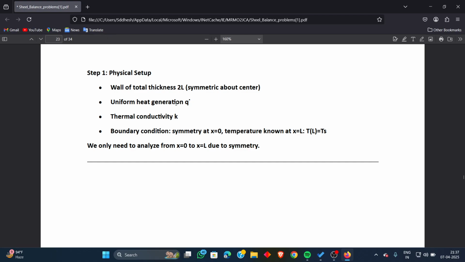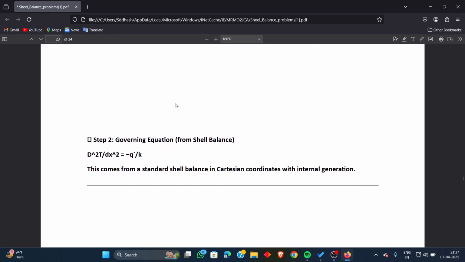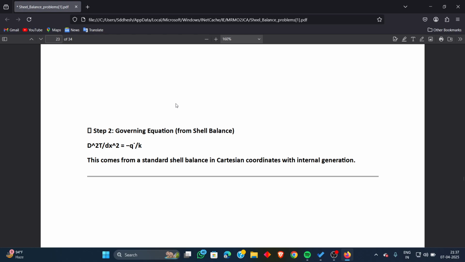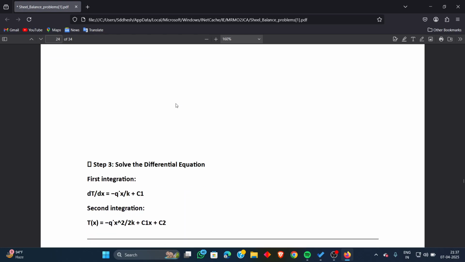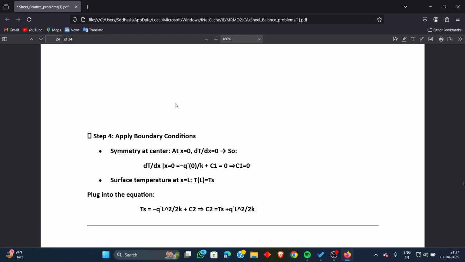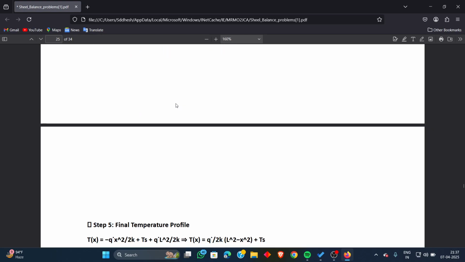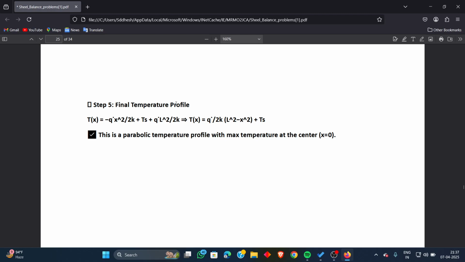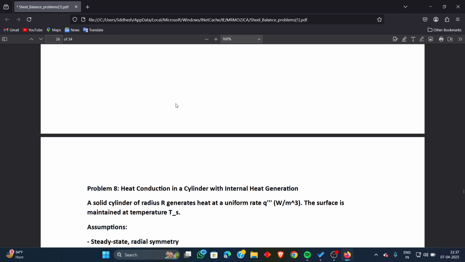Step 1 is the physical setup. Step 2 is the governing equation from the shell balance. Step 3 is solving the differential equation. Step 4 is applying the boundary conditions here. And step 5 is the final temperature profile, which is parabolic in nature, with the maximum at the center, x = 0.